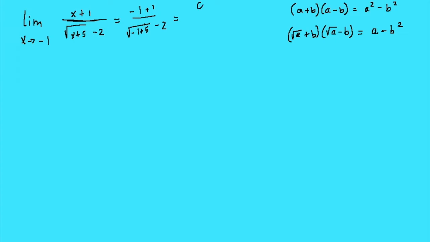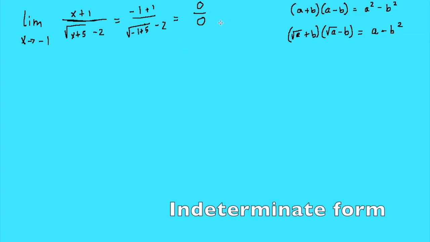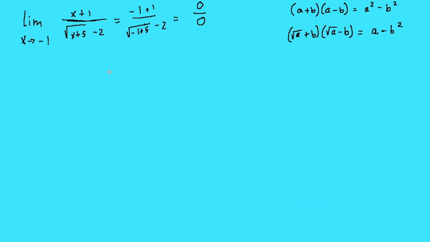We'll plug in -1 on top, and also on the bottom, -1 plus 5 minus 2. Simplify this a little bit. That's 0 on top. This square root is the square root of 4, so that's 2 minus 2, which is also 0 on the bottom. So when we plug in -1 directly, we end up with 0 over 0, once again this indeterminate form that we talked about in a previous video. However, we can use our knowledge of difference of squares to change this function a little bit and get the limit much easier.